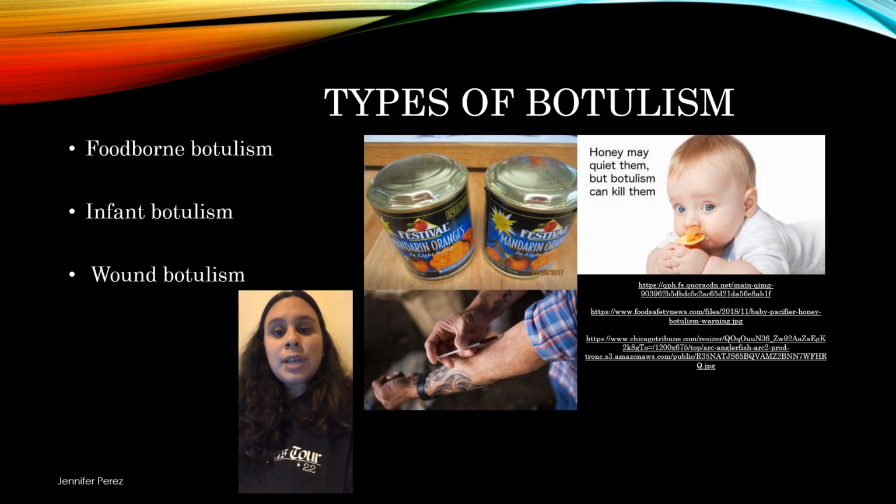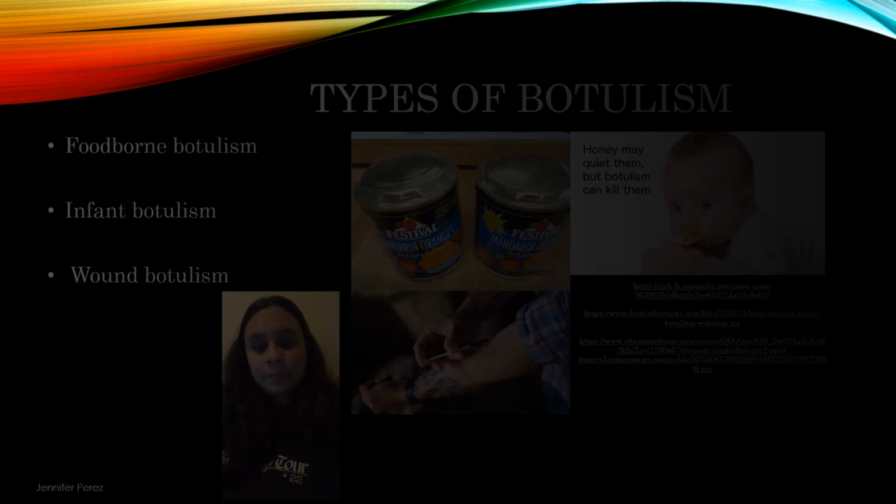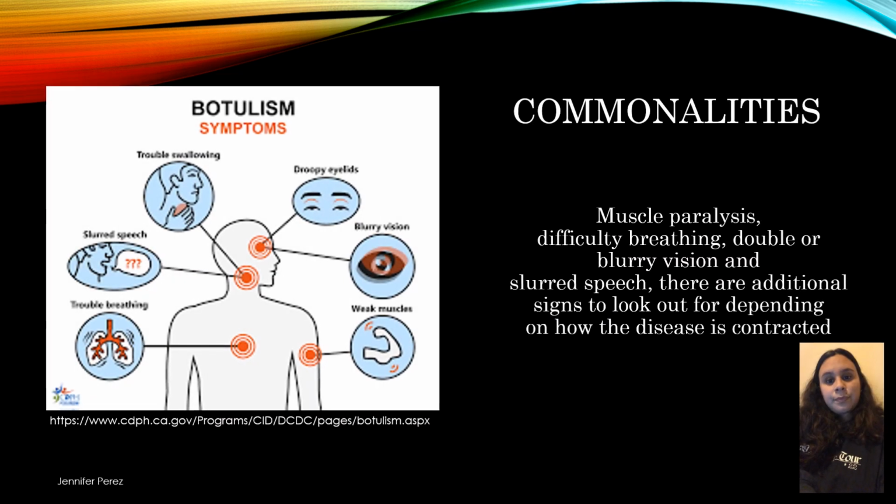There are three different types of botulism. There is foodborne botulism, infant botulism, as well as wound botulism. Although these three types of botulism are contracted different ways, they do have common signs and symptoms, some of which are muscle paralysis, difficulty breathing, double or blurry vision, and slurred speech. Obviously, there are additional signs to look out for depending on how the disease is contracted.